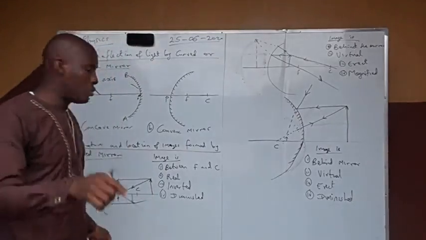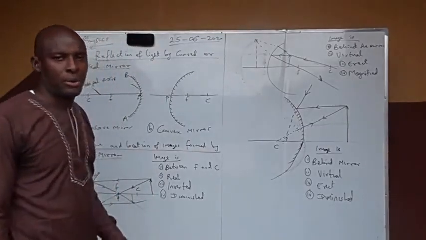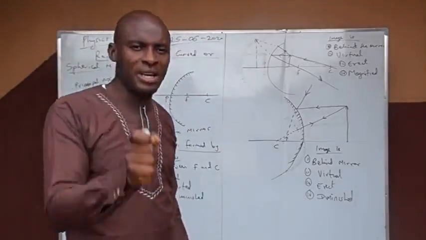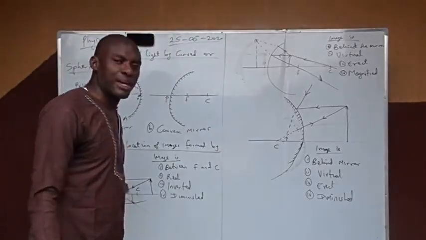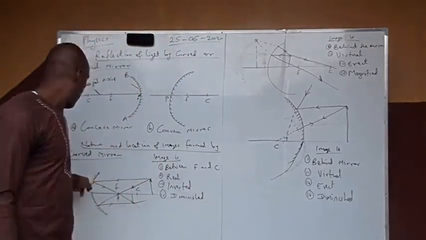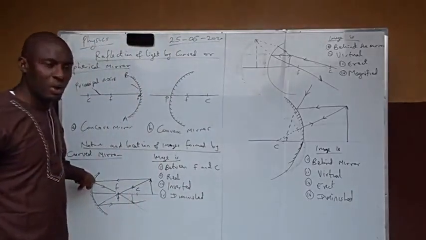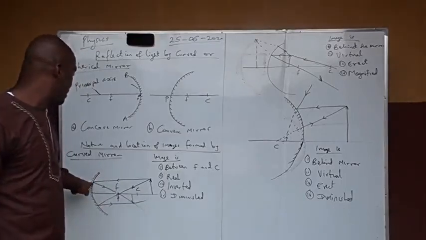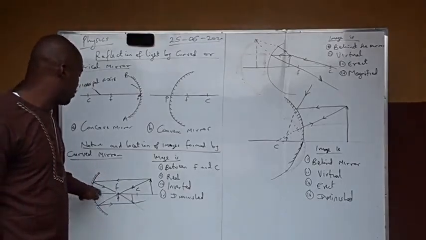Please note the direction of the arrow, for you to differentiate between the incident ray and the reflected ray. You can see that the direction of this arrow is pointing towards the mirror, while this one is pointing outward. That is the reflection after the incident ray has hit the mirror surface.